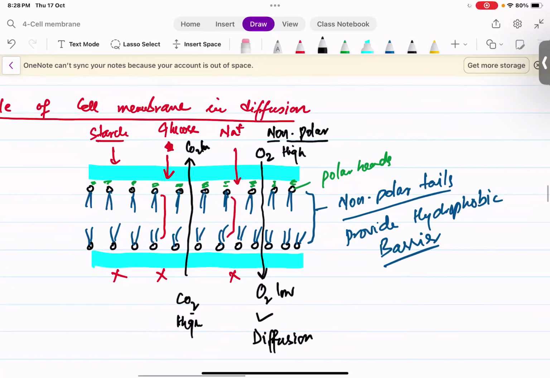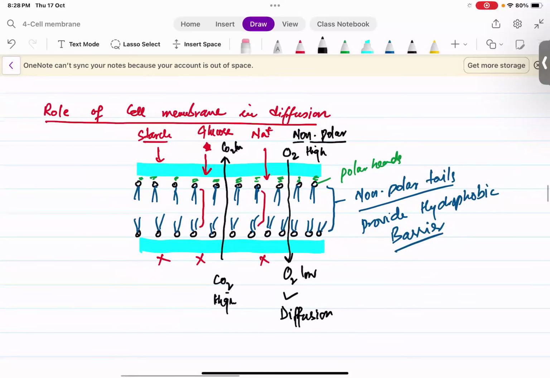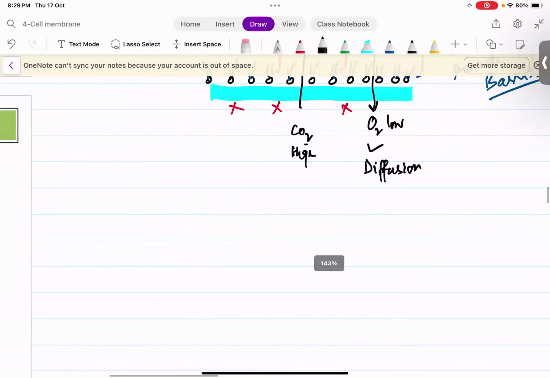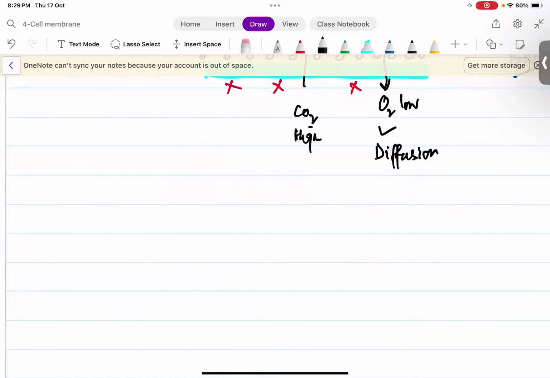So that's why cell surface membranes, or cell membranes, are partially permeable membranes. They allow certain substances to pass through them, and they do not allow other substances to pass through. Non-polar substances can easily diffuse through the phospholipid bilayer, whereas polar, water-soluble, charged particles and larger particles cannot easily pass through the cell surface membrane. There are many other factors that affect the diffusion of different molecules from a region of high concentration to low concentration.